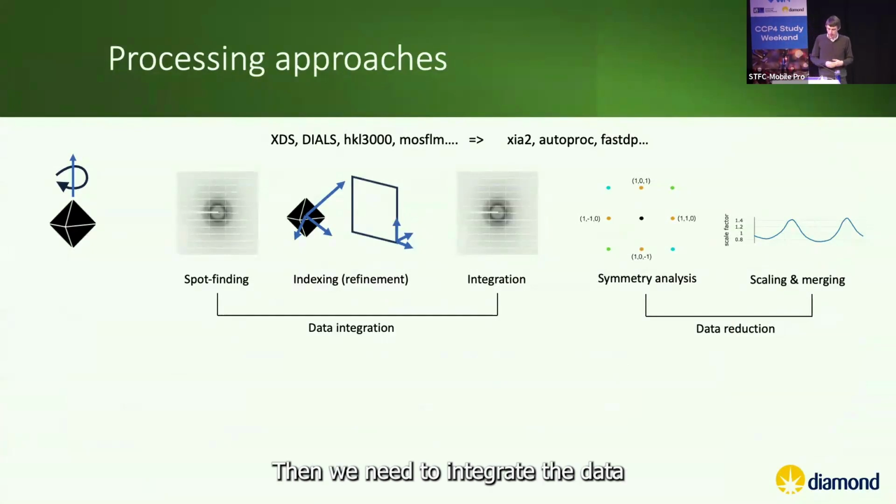Then we need to integrate the data to get our integrated intensities. We can then perform some kind of symmetry analysis to discover the symmetry. And then we scale the data to correct for experimental effects and then merge the data together.